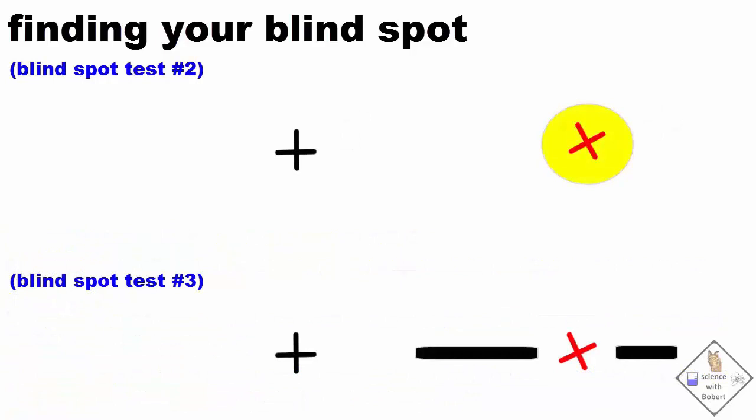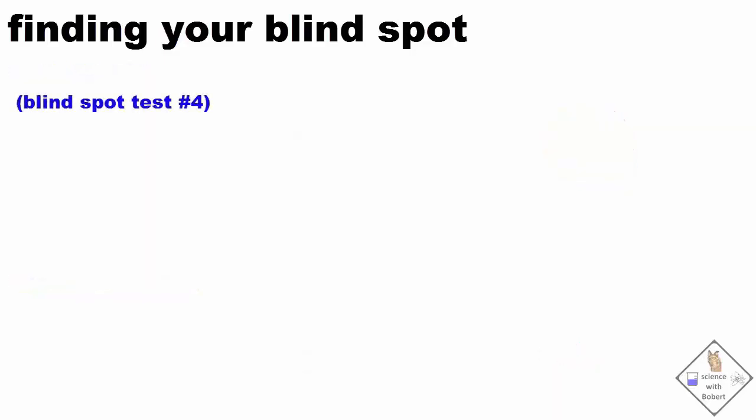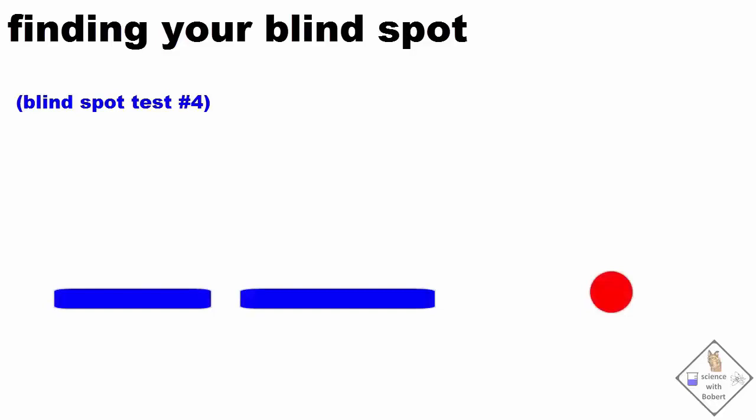For these two blind spot tests, cover your left eye and look at the black cross and move your head until at some point the red X disappears and your brain fills in the rest. Here is a fourth blind spot finder. Close your right eye and with your left eye, look at the red circle. Moving your head closer to the image, the blue line is no longer broken.